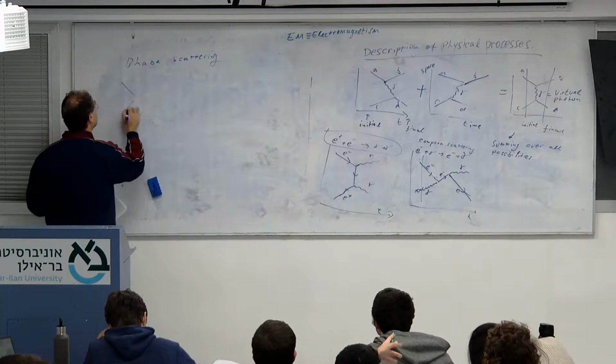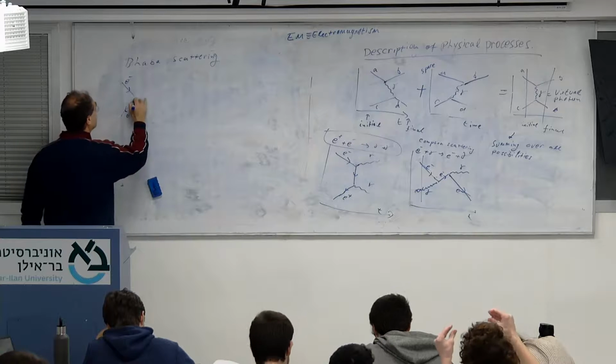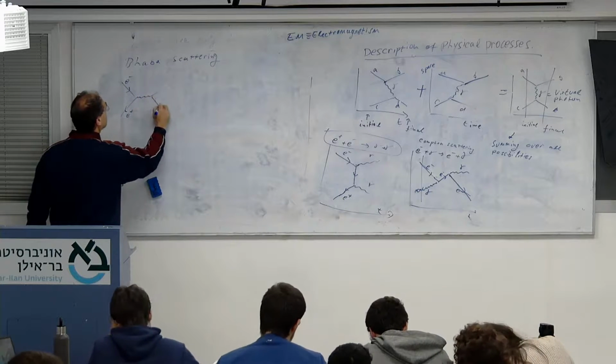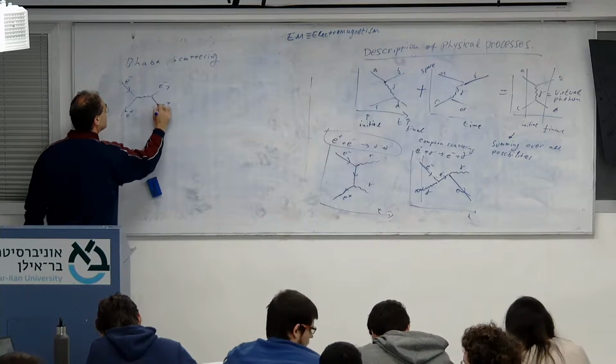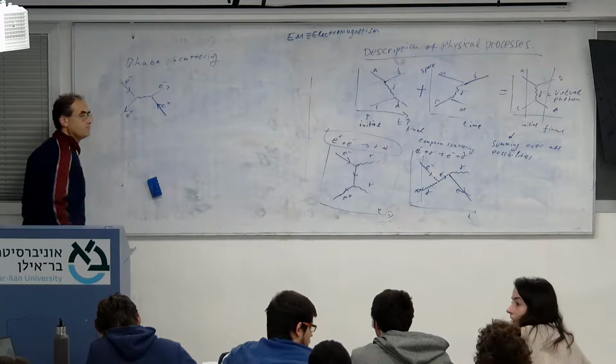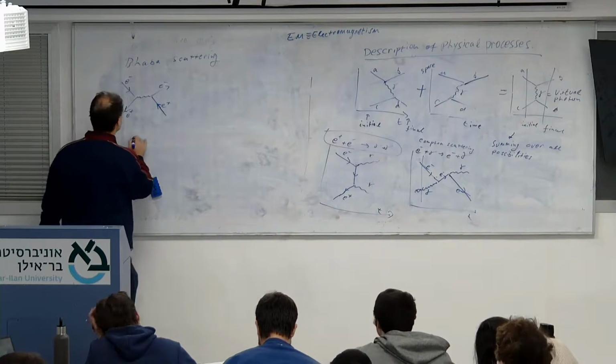With an electron and a positron, they can change a photon and then get out as an electron and a positron. There is also this possibility: electron.